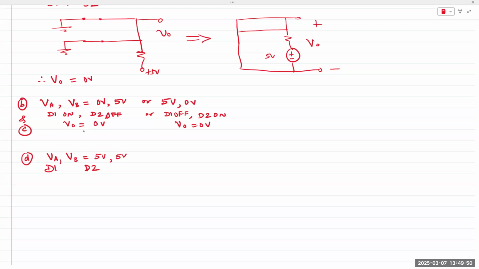Okay. Off. And if both of them are off, then the resistor is directly connected to V out. So V out is 5 volts.